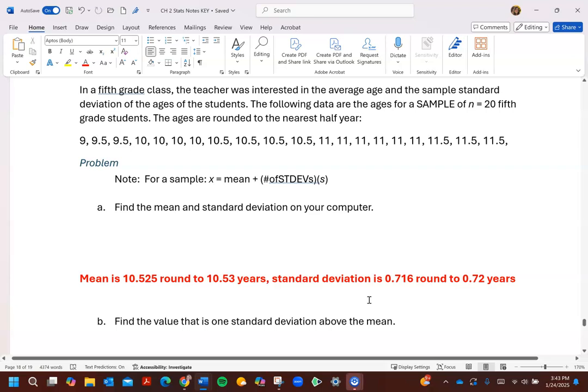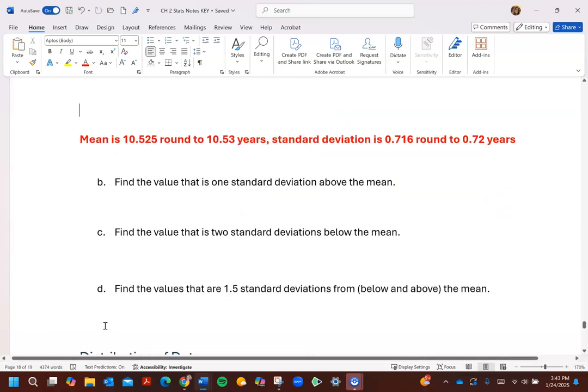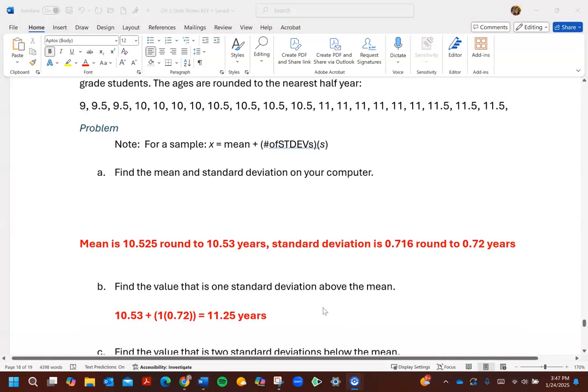And so here's the answer here. So use those numbers to find the value that is 1 standard deviation above the mean. And then 2 standard deviations above the mean. And the next question is 1.5 below and above the mean. So pause the video and calculate those, and I'll put the answers up. Okay, so here's the answers for that.